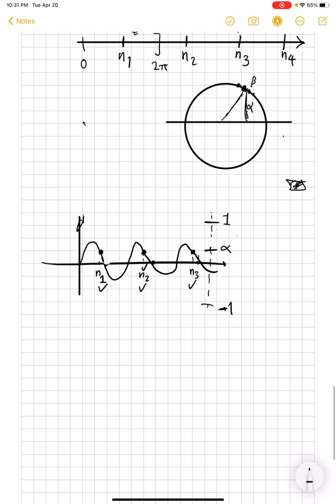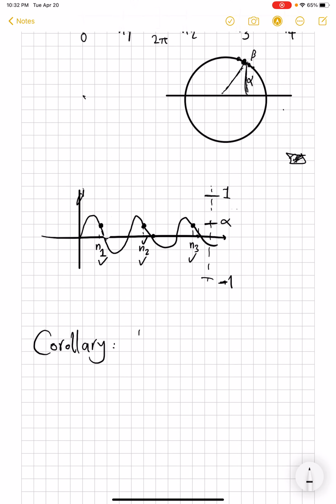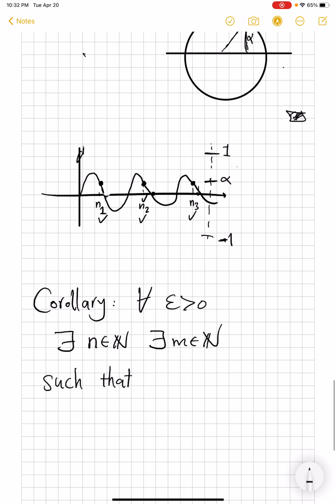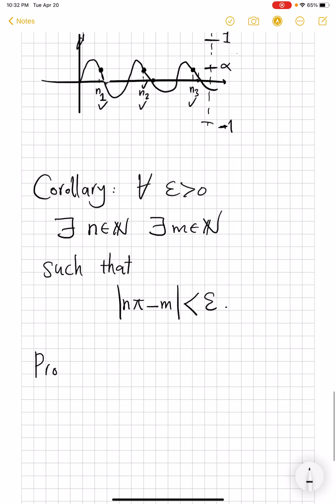Another application is that you can estimate multiples of pi by integers. So corollary 2 is: for every epsilon positive, there exists n in natural numbers and there exists m in natural numbers such that |n pi minus m| is less than epsilon. So the proof of this one can be done this way.